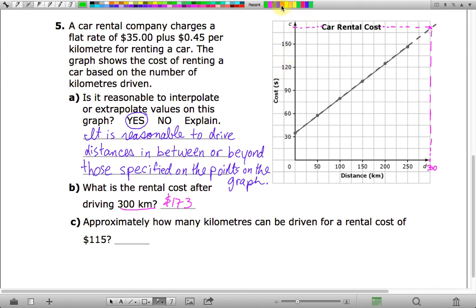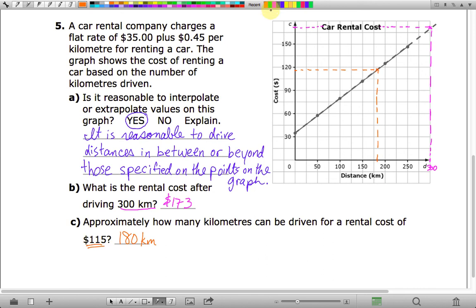And so finally here we want to know how many kilometers can be driven for a rental cost of $115. So here's 90, here is 120, this would be 105 here. That's not what we're looking for. We want to go to 115. So it's approximately at this location. We want to go across, make a mark, and then drop down here and figure out what is this value for distance. So here's 150, here's 200, this would be 175, so I'm guessing this is about 180 kilometers. Again, you may have a slightly different value based on what you've estimated, but that's okay.